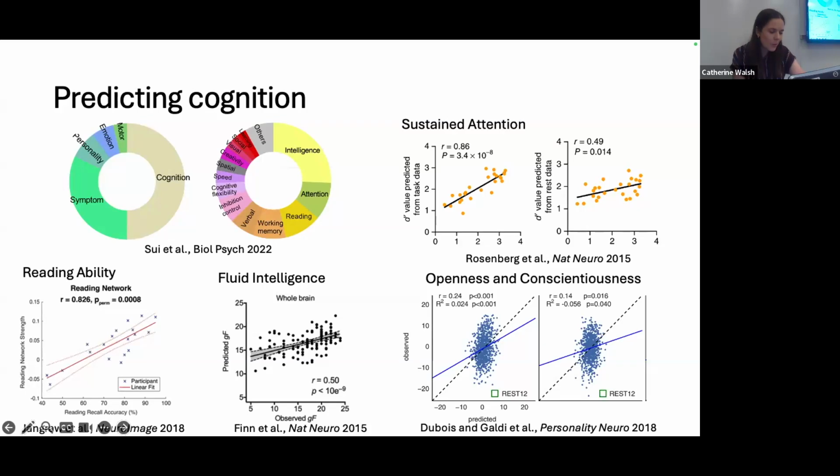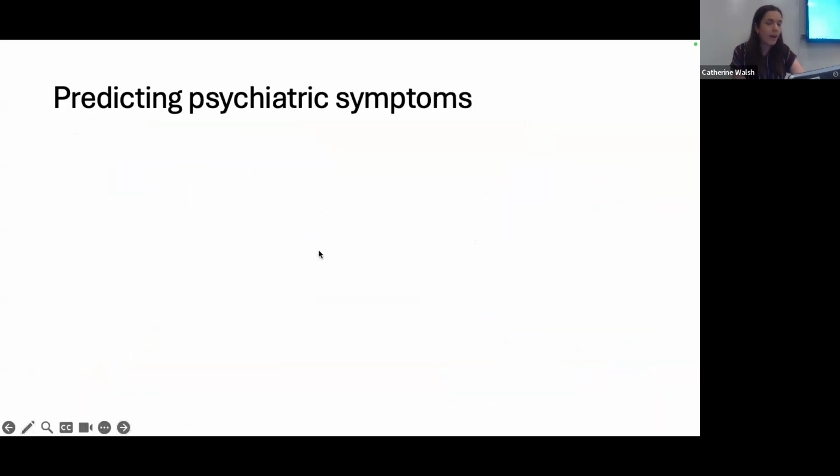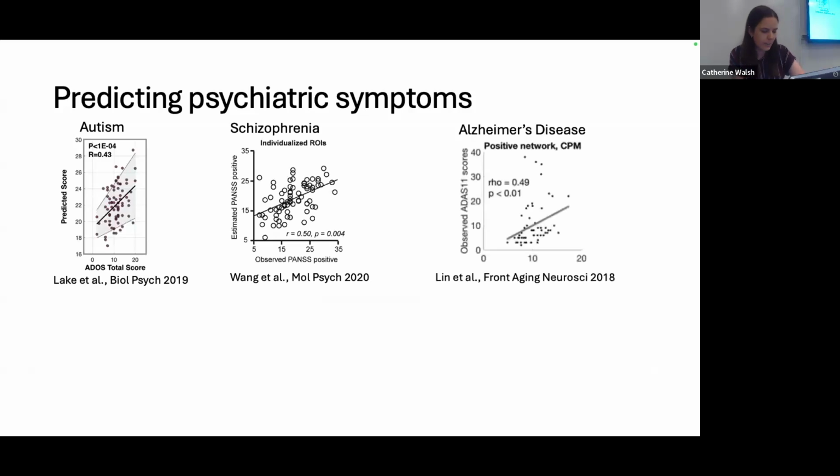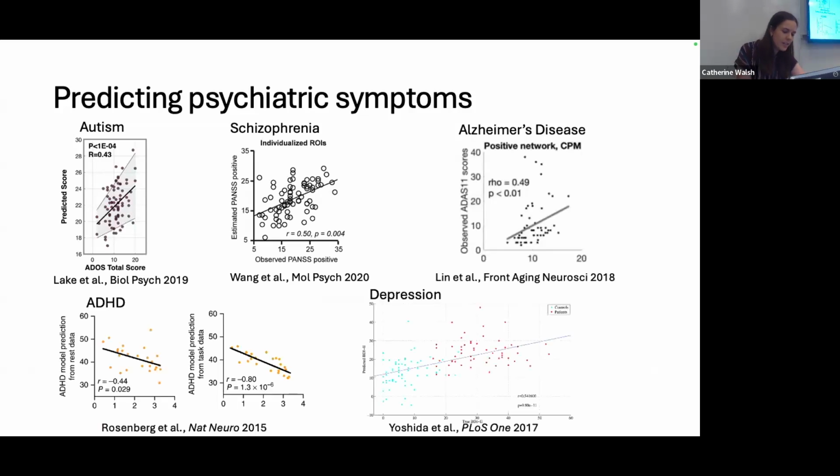So you might also notice in this plot that even though about 50% are cognition, about another quarter of those are psychiatric symptoms. So other work has used this kind of framework to try to understand what in the brain is related to different kinds of psychiatric symptoms. So for instance, these kinds of studies have tried to predict symptoms of autism, schizophrenia, Alzheimer's disease, ADHD, and depression. And that's just a small sampling of these.